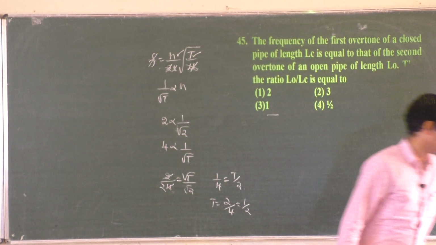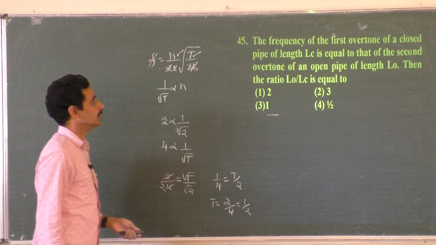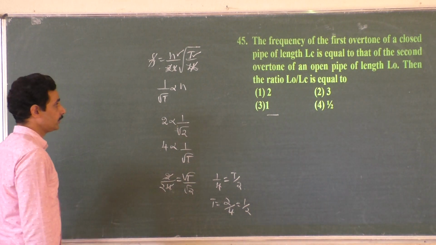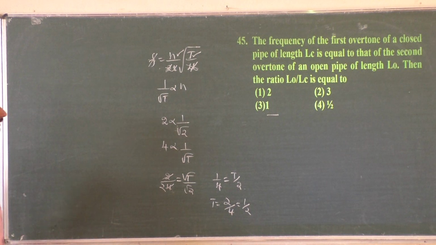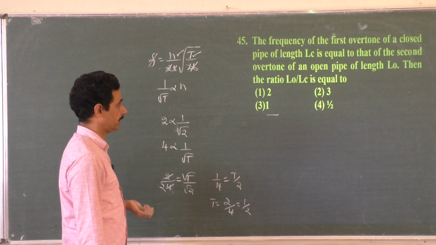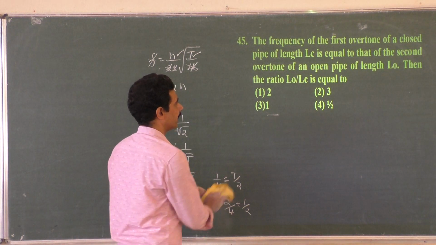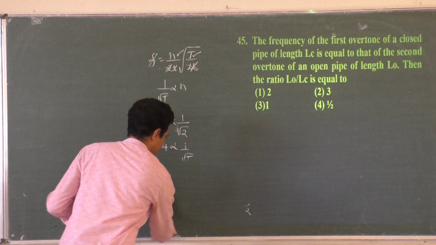44, third one. 45. The frequency of the first overtone of a closed pipe of length LC is equal to that of the second overtone of an open pipe of length L0. The ratio of L0 by LC.